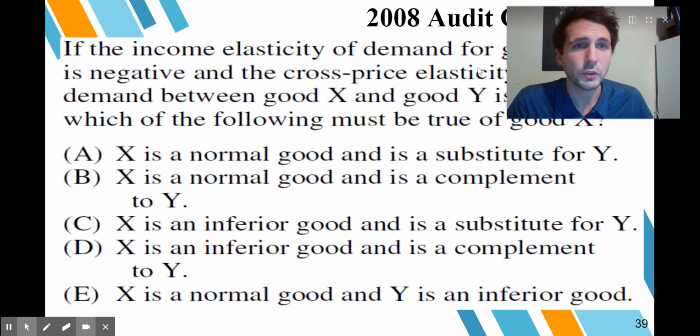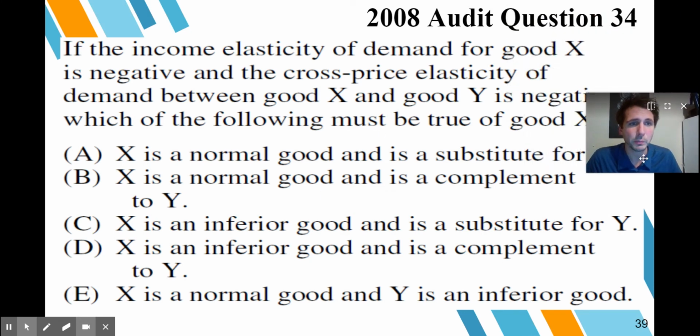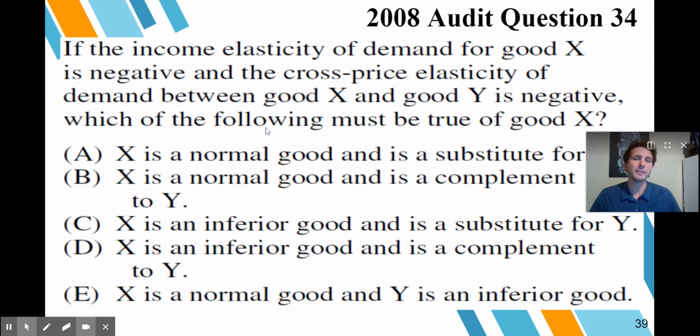Okay, so let's try out a couple of questions here. I'll make my face real small so I can answer these questions. If the income elasticity of demand for good X is negative, remember, income we're looking at normal or inferior goods. What's that mean? What type of good is it? Is negative a positive thing or an inferior thing? The cross price elasticity of demand between good X and good Y is negative. Cross price, remember, is complementary or substitutes. Is negative a substitute thing or a complementary thing? Keep that in mind. Which of the following must be true of good X? Take a second to answer that.